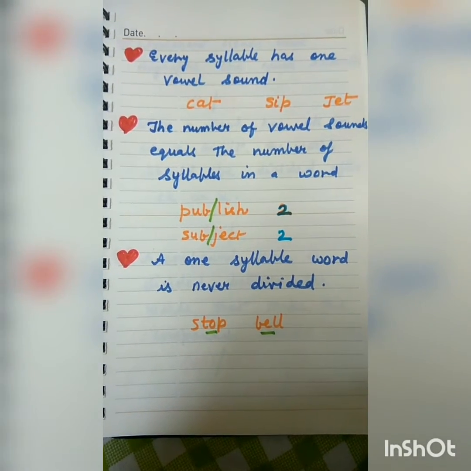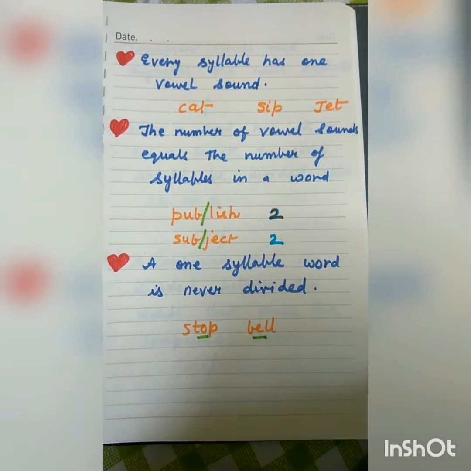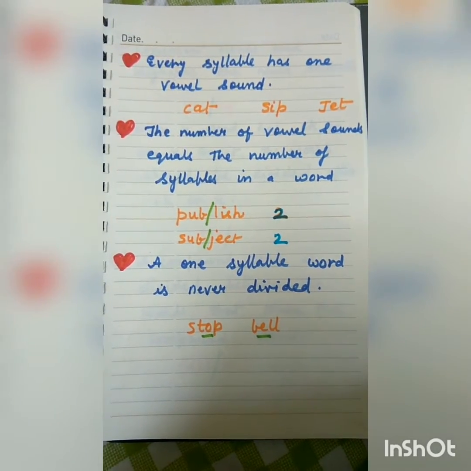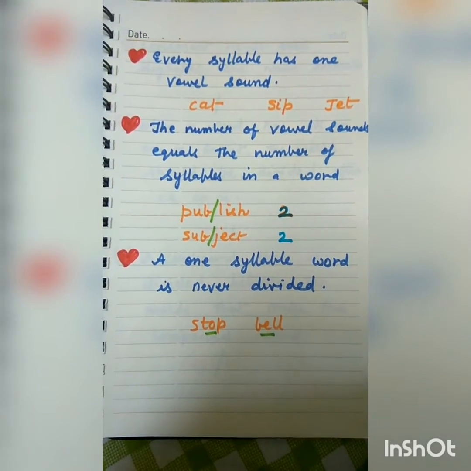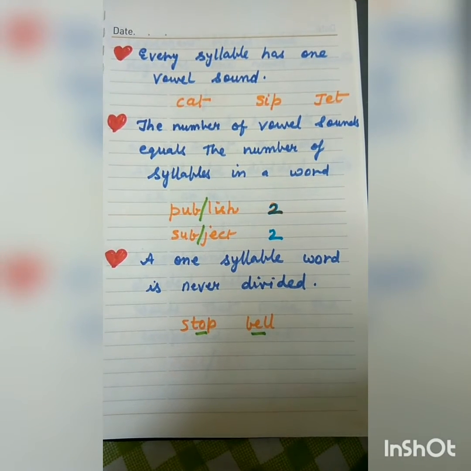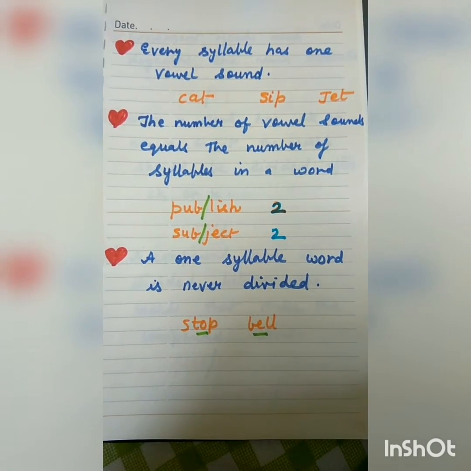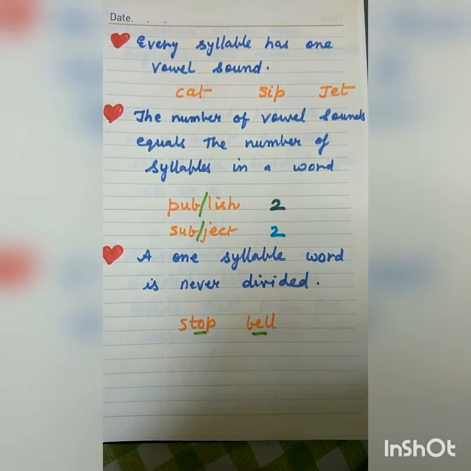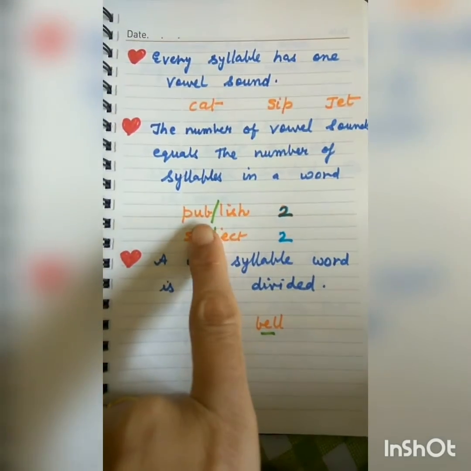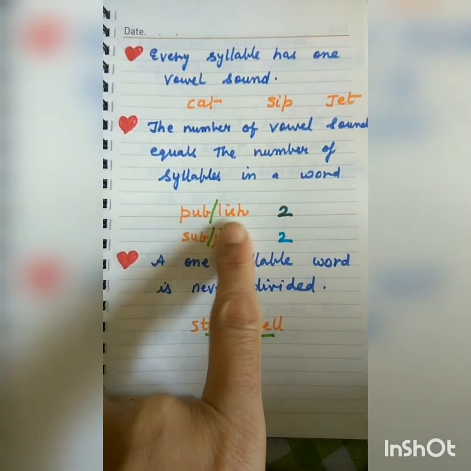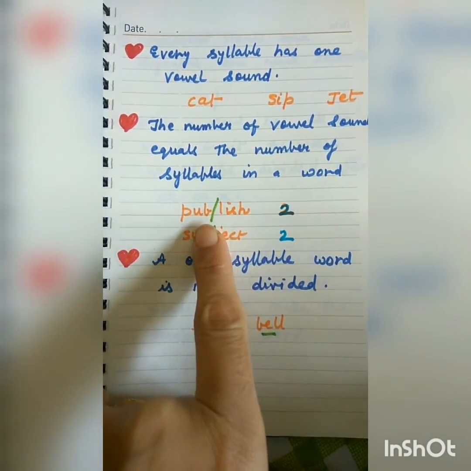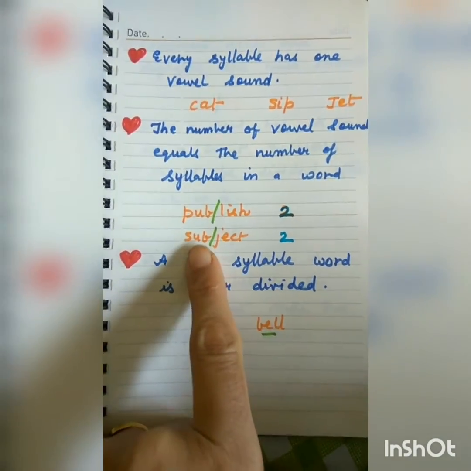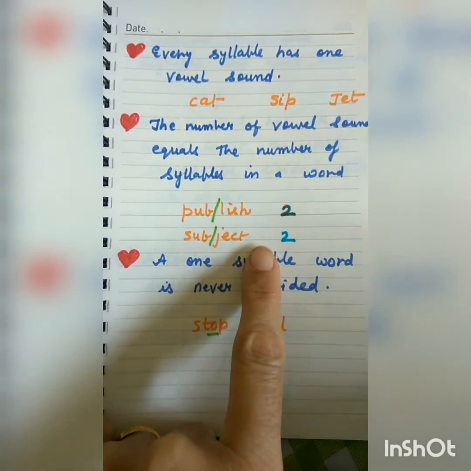Every syllable has one vowel sound, and the perfect examples for this kind of rule are the CVC words: cat, sip, jet. The number of vowel sounds equals the number of syllables in a word. As we can see in the example, publish, there are two vowels and hence two syllables: pub-lish. Same goes with subject: sub-ject.